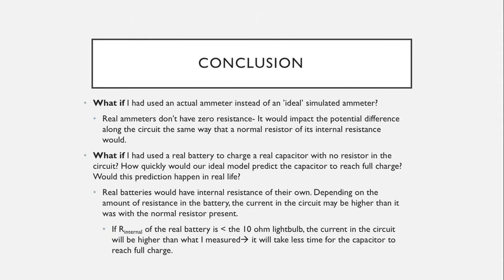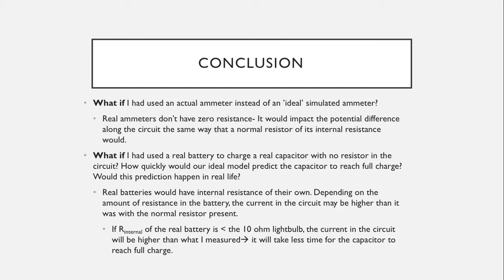So in conclusion, some scenarios to consider: if I'd used an actual ammeter instead of an ideal simulated one, it wouldn't have 0 resistance. It would impact the potential difference along the circuit the same way that any other resistor would, having its internal resistance. And likewise, if I'd used a real battery, it would also have an internal resistance of its own. And if that were the only resistor in the circuit, then depending on the amount of resistance in it, the charging of the capacitor may take more time or less time than what I expected.